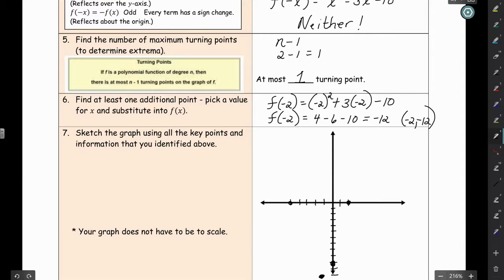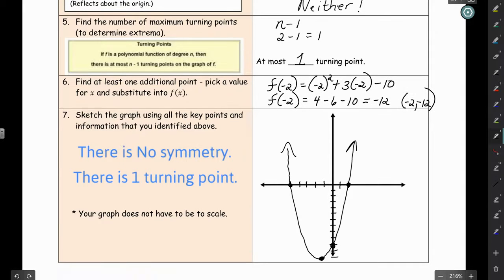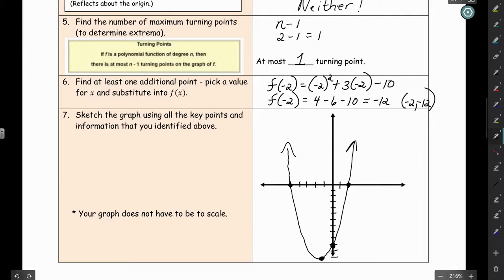Now I know my end behavior on the left and on the right is going to be rising. So that helps me do the last part of this and sketch my graph. All right, and that's the first one done. And just note your graph does not have to be to scale. We're just doing a rough sketch.